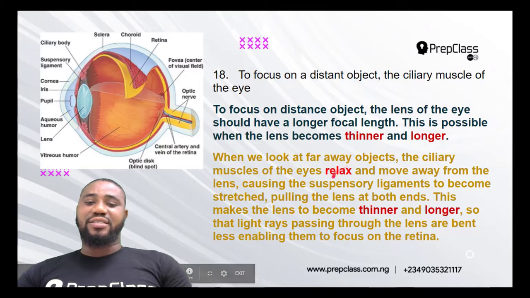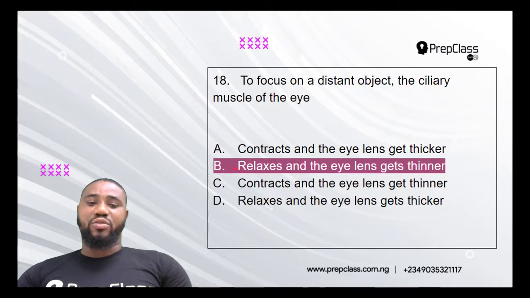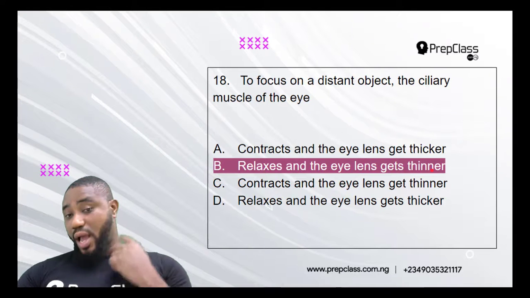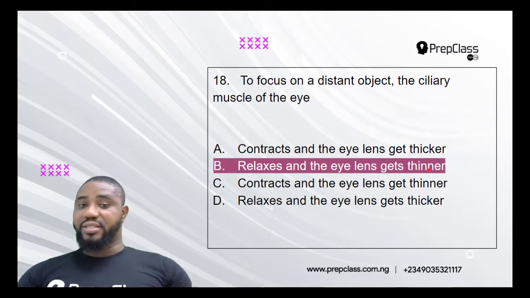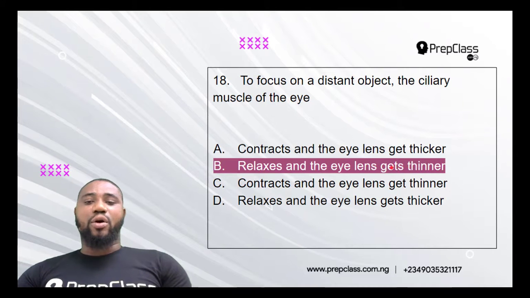So the answer is: the ciliary muscle relaxes, causing the lens to become thinner and longer. So relaxes and the lens gets thinner. Okay, so you can see that our best choice is B, relaxes and the eye lens gets thinner.